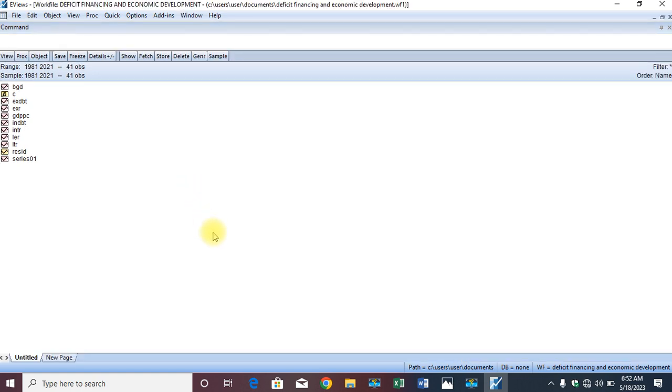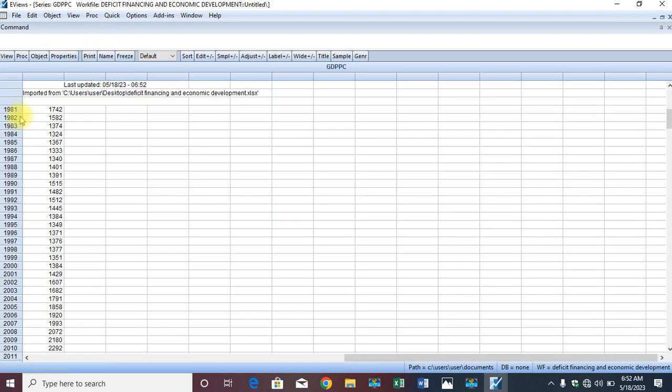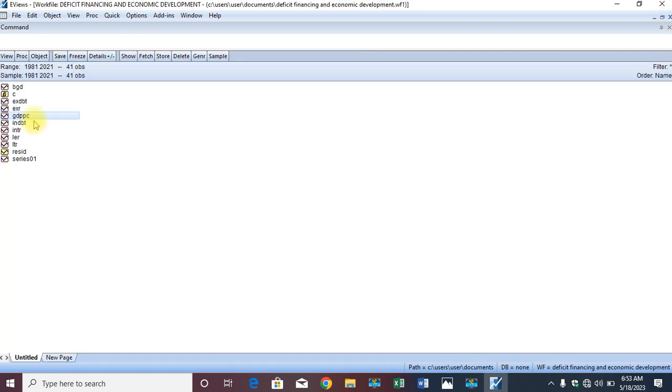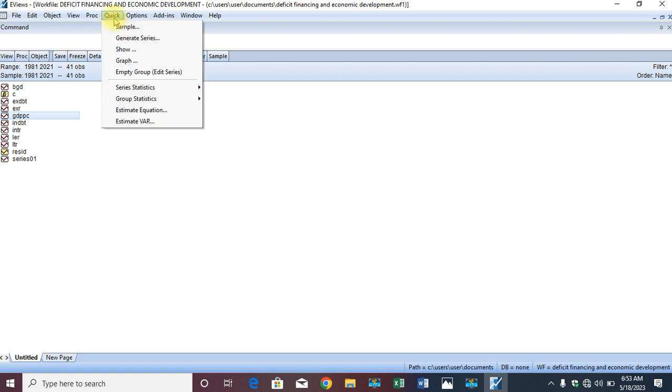Basically, this is my EViews worksheet, and I want to perform a unit root test for the first variable, which is the dependent variable. The dependent variable for this study is GDPPC, which is gross domestic product per capita. Given the fact that this particular variable is a loggable item, and I want to perform a unit root test for it, I'll go to Quick and I'll move on.